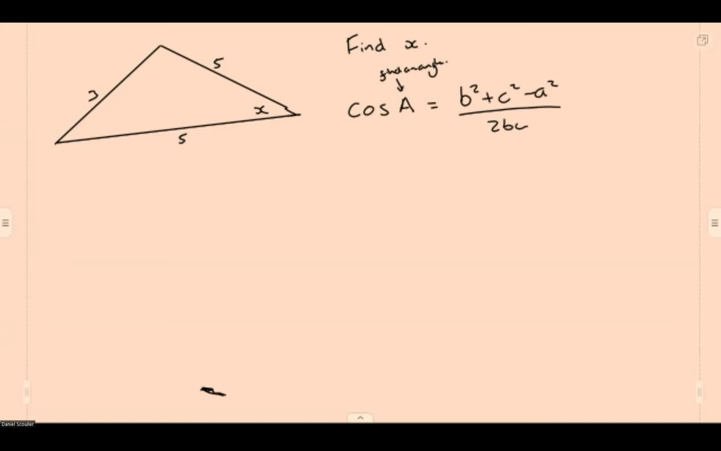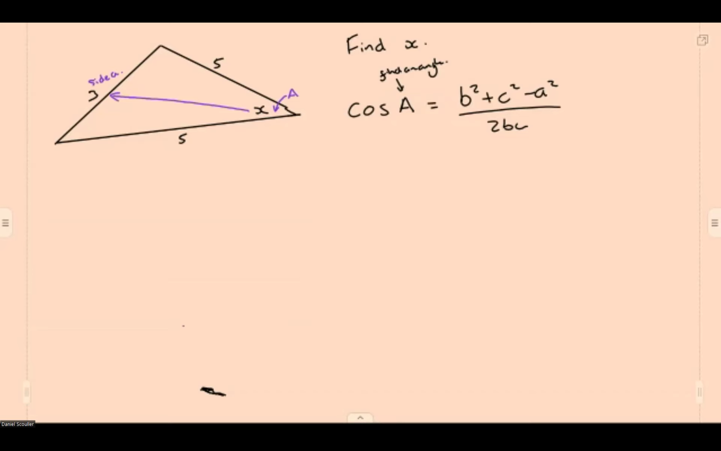Now it's just a case of labelling it up correctly. If you're wanting to find angle A, the first thing you want to label is angle A. So that angle in there is going to be your angle A. What side is that linked to? It's linked to the opposite side. So that, really critically, is your side A.